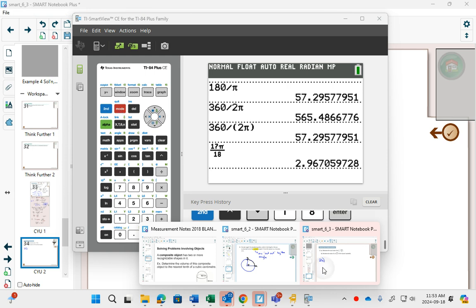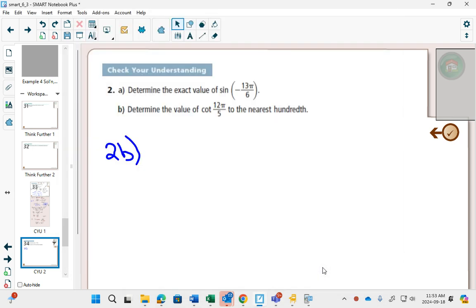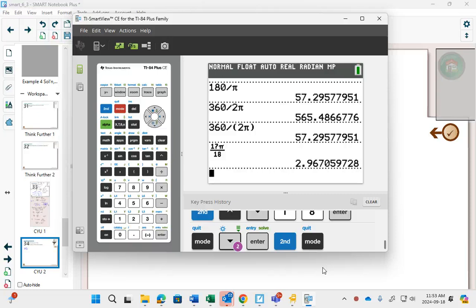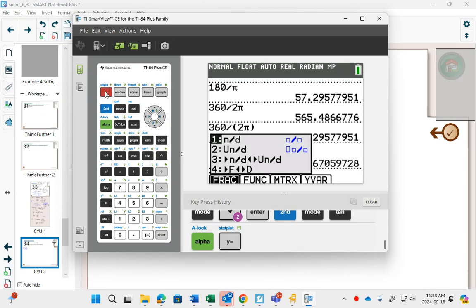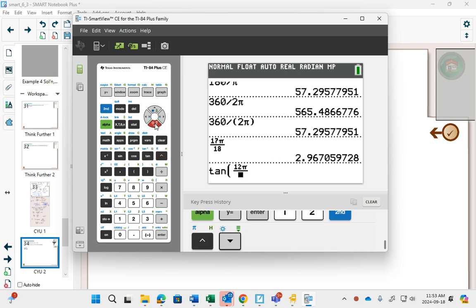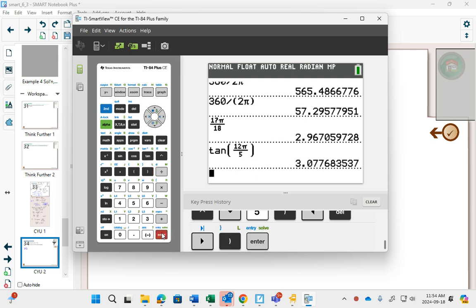Okay? So we've done questions like this before. Determine the value of cotangent 12 pi over 5, but you don't have a cotangent button. Right? If this was a tangent question, I would just type in tangent of 12 pi over 5. I type that in exactly as I see it, and my calculator gives me the right answer using radians. Tangent is opposite over adjacent, so if the angle was 12 pi over 5, the opposite side would be root 3, and the adjacent side would be 1. That's what that number means.